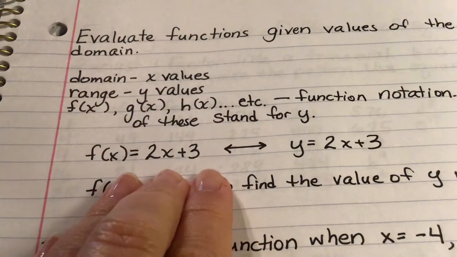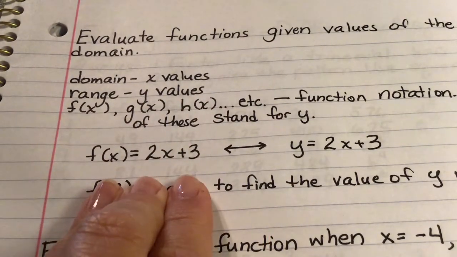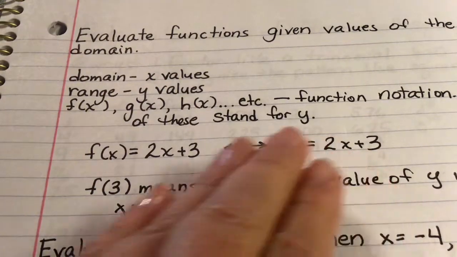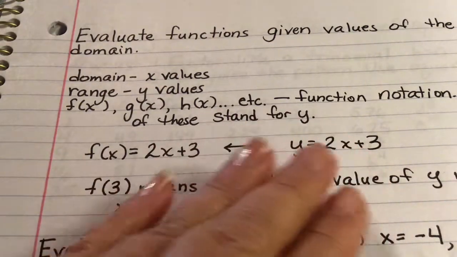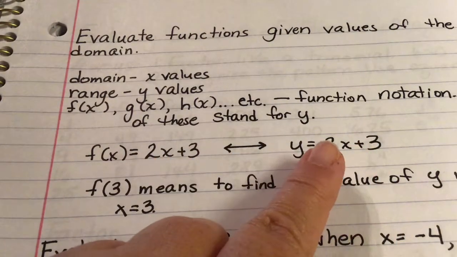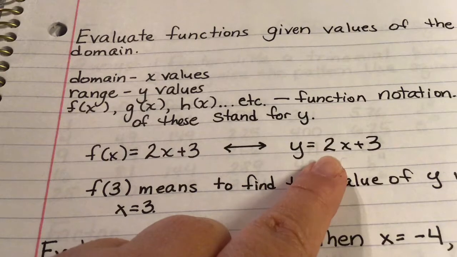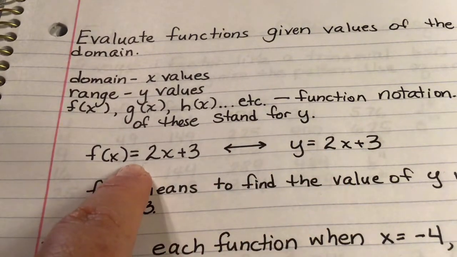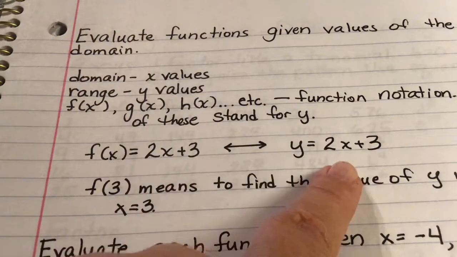I have written here an example to show you f of x equals 2x plus 3 is the same thing as y equals 2x plus 3. It can be written either way. And a lot of times when you're first introduced to linear equations, you see it written this way. Oftentimes in Algebra 1, you'll see it written this way. So both of these are the same thing.